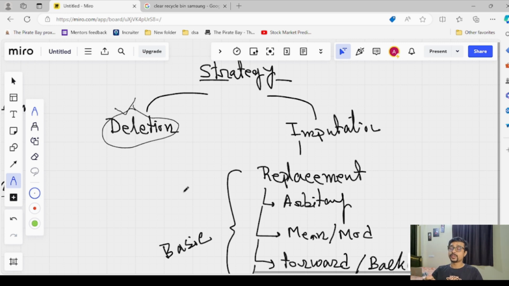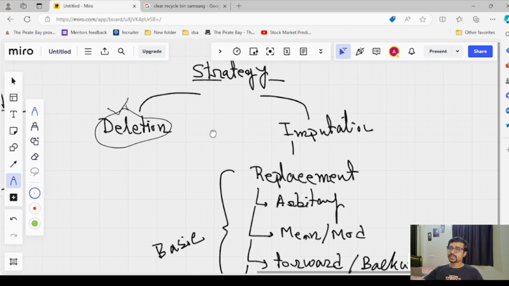In the first segment, you need to understand what the strategies are. So basically, missing completely at random demands a deletion. That means you can go ahead and delete it. But for the others, when you have a pattern, you can do something with that.